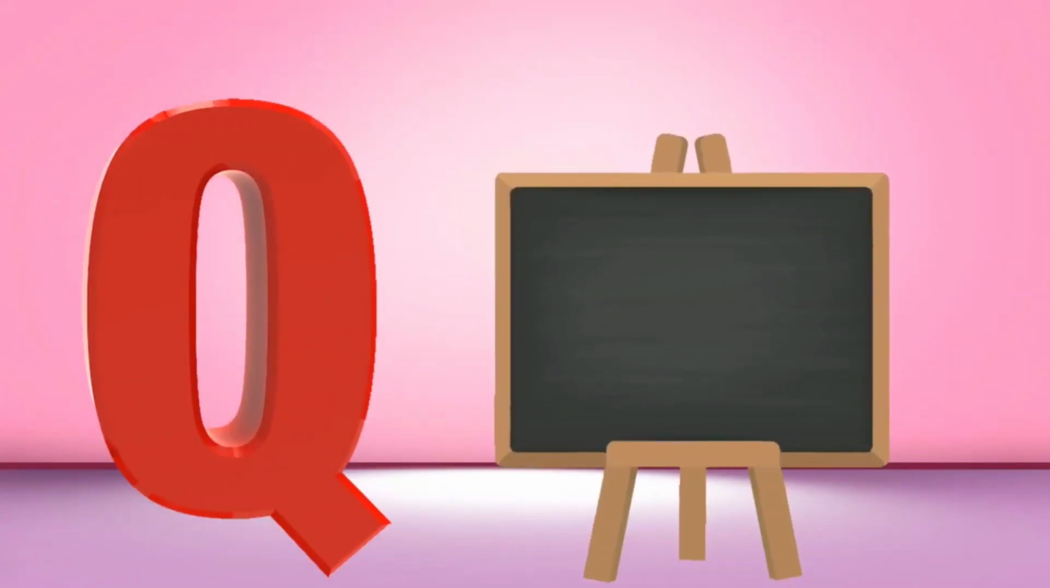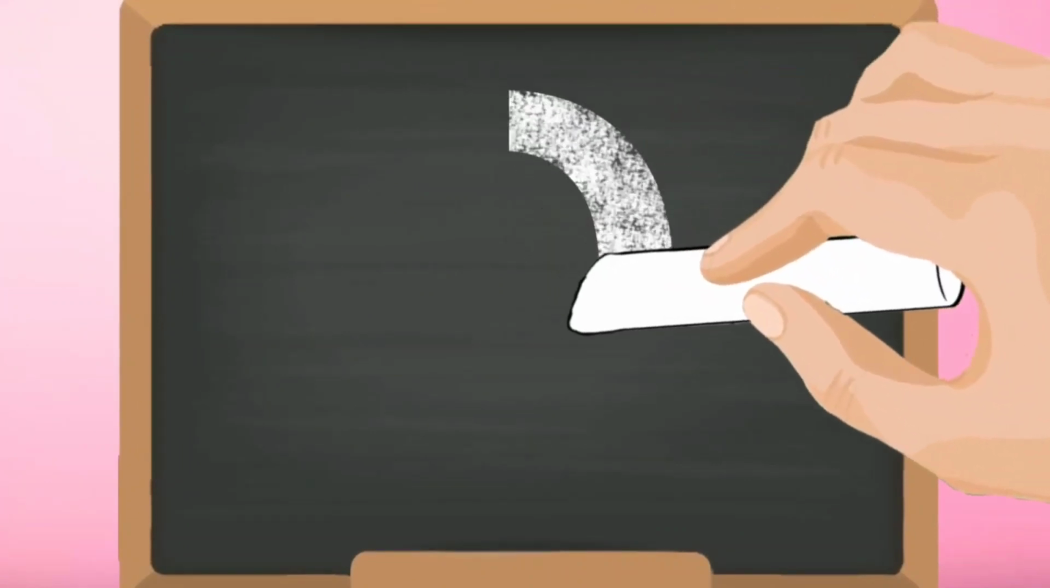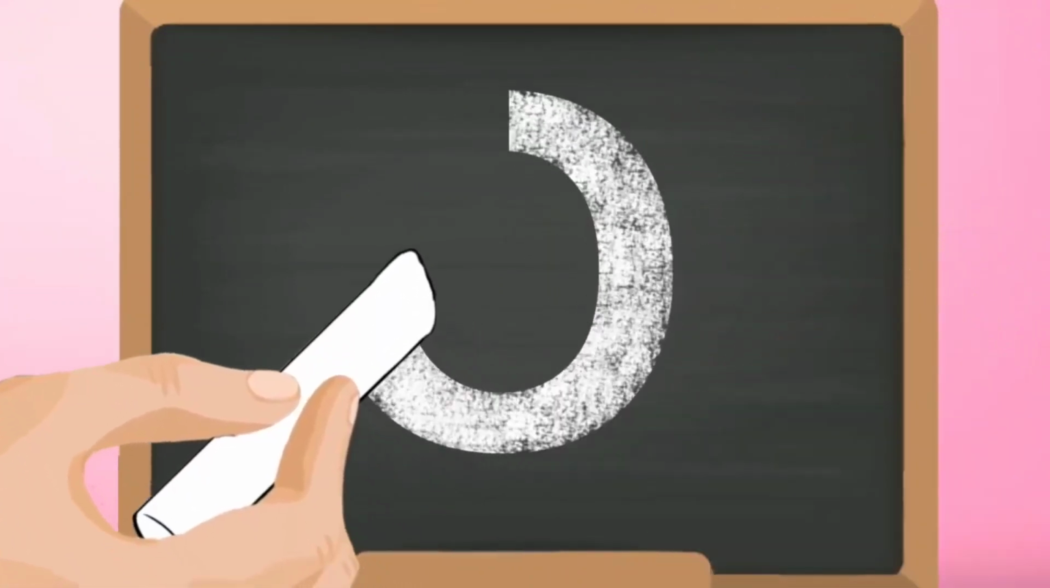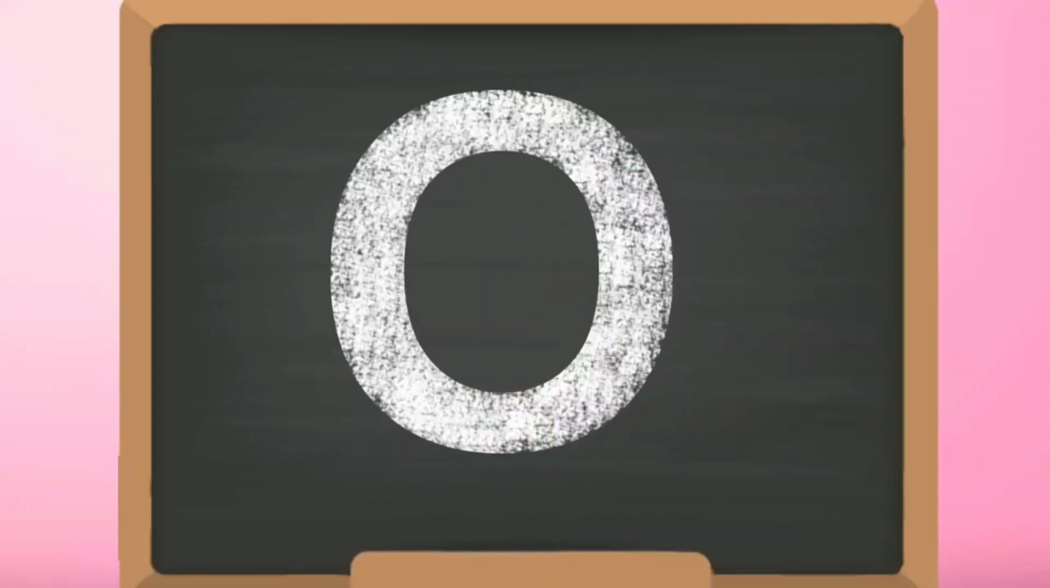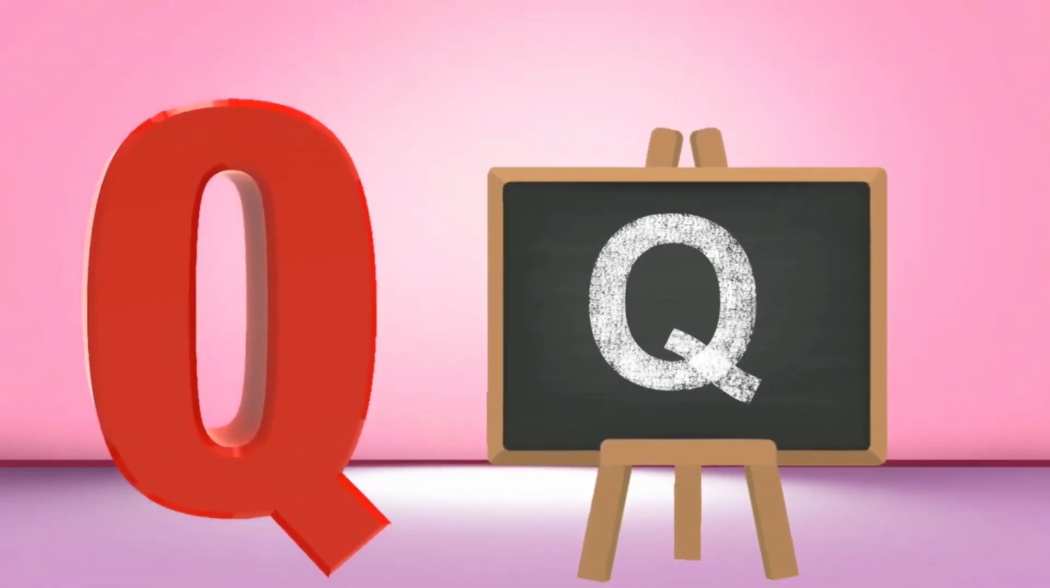Q. Capital Q. Start from the top and make the capital letter O. Then from inside the O, make a slanting line to the right reaching the bottom. Q. Capital Q.